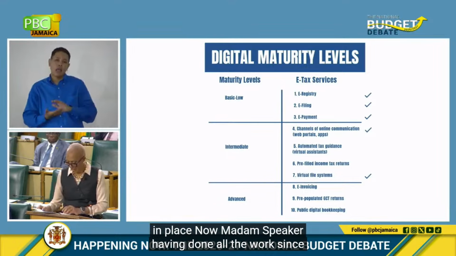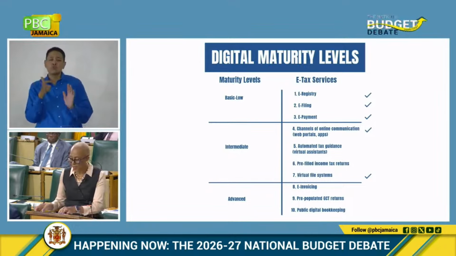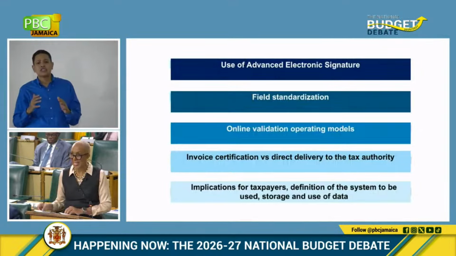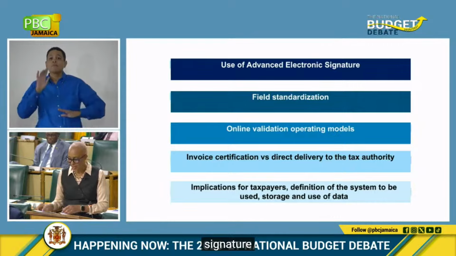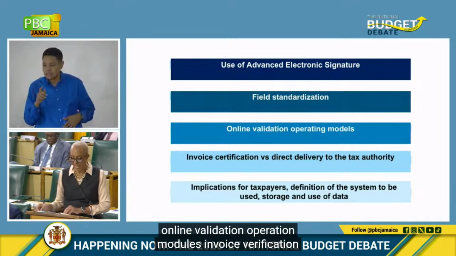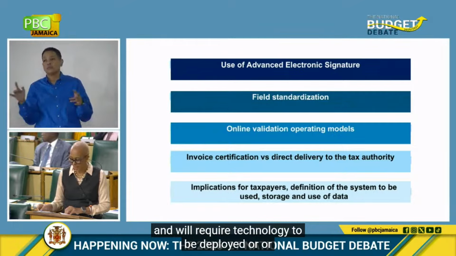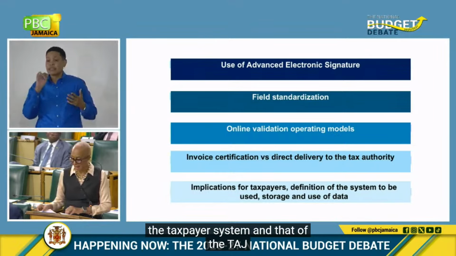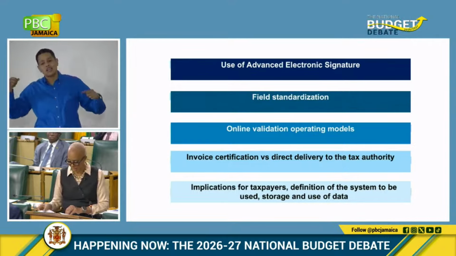begin. Thank you to the dedicated team at the TAJ. It is going to require use of advanced electronic signature, field standardization, meaning how the data is collected, online validation, operation modules, invoice verification, and will require technology to be deployed for interconnectivity between the taxpayer's system and that of the TAJ. Because, as you can imagine, Madam Speaker, e-invoicing is massively more transaction intensive than anything the TAJ has done in its history.